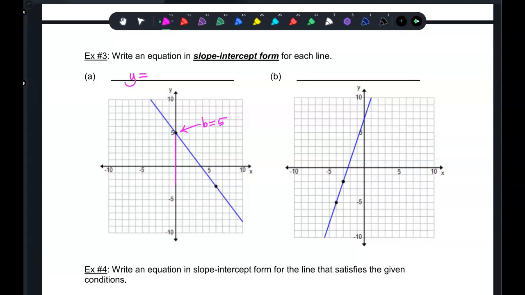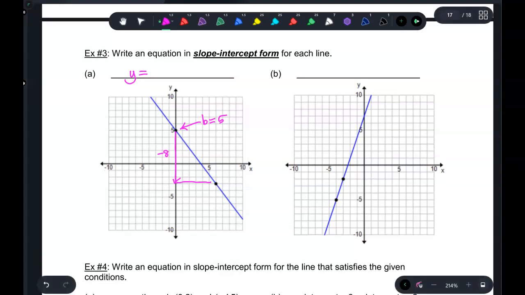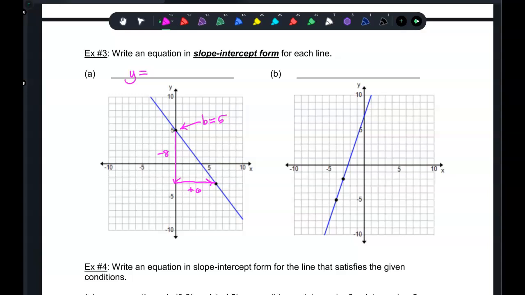Let's see. It goes down 8, and it goes over 6. Yeah, so that would be reduced to negative 4/3. So negative 4/3 x plus 5. Wait, why the plus 5 again? Oh, because that's the b. Yeah. Okay, now I happen to give you these 2 points.